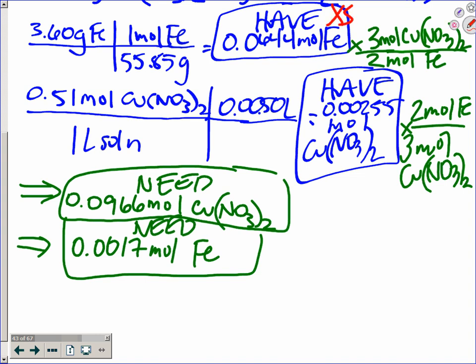Okay? But we need to make sure the other one works out, because I'm assuming the other one's a limiting reagent, but let's make sure that it does truly work out mathematically. I have 0.00255 moles of copper 2 nitrate, but how much do I need? A whole heck of a lot more, right? So I only have 0.002, that's nothing. I need almost 0.1, so what's going to happen to this copper 2 nitrate? It's going to be the limiting reagent, it's going to run out. So we're going to put LR next to that one, so we understand that the copper 2 nitrate is what we're going to run out of.